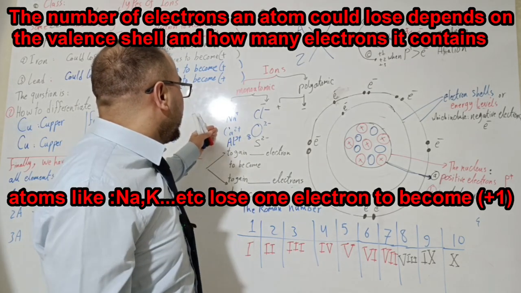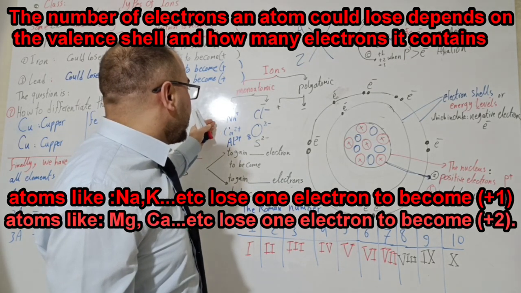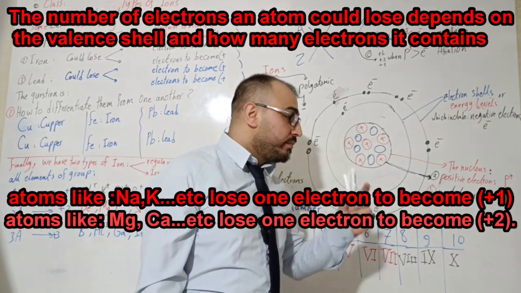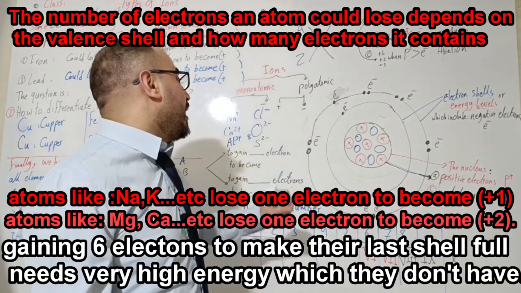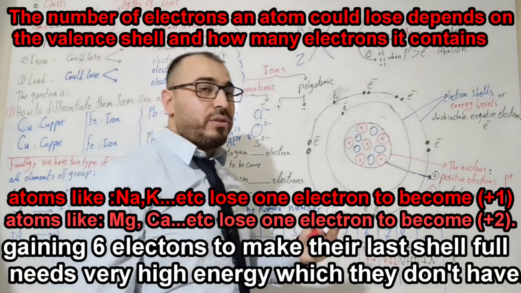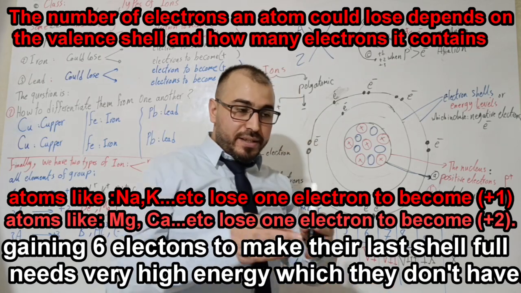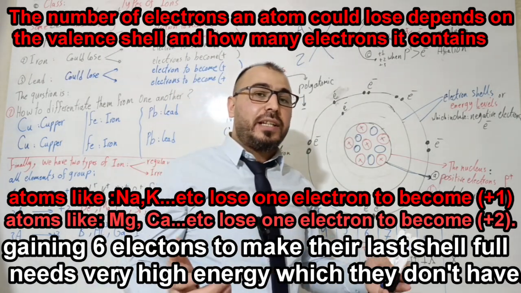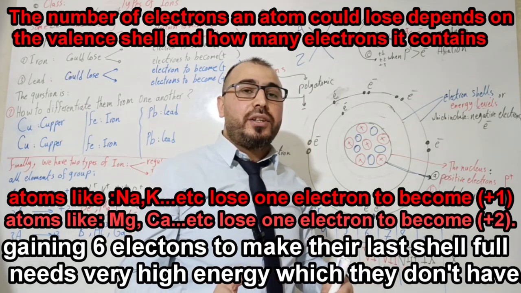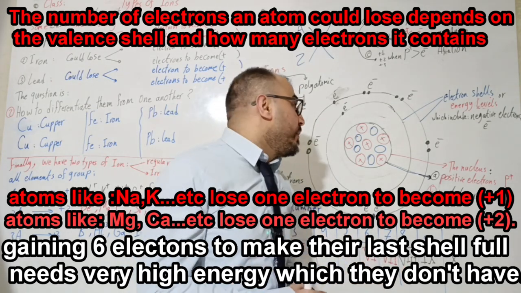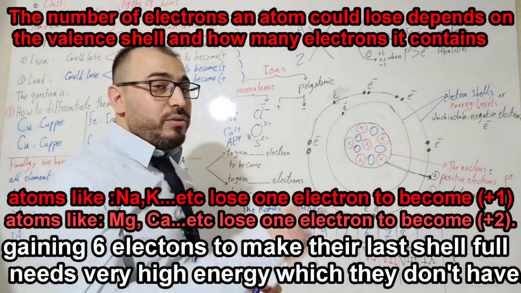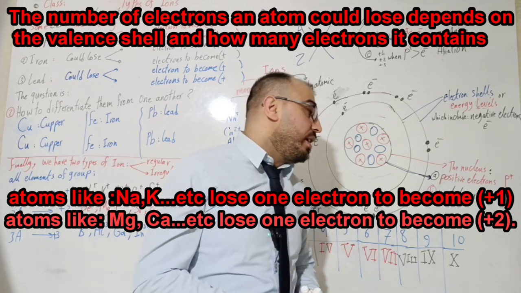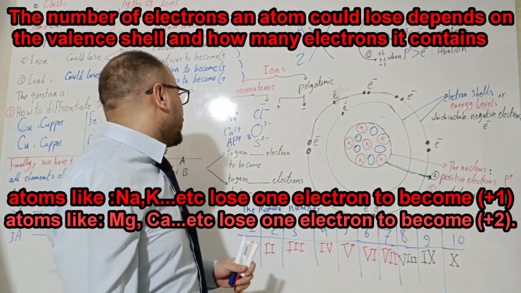Then we said that the group containing calcium, magnesium, beryllium, and the others, each atom has 2 electrons in the valence shell, and the atom has also two options. The first one is to gain 6 electrons to make the last shell, or the valence shell, full, which is practically impossible due to the high energy required for this procedure. Or the other option is to lose 2 electrons so that the last shell is going to be full after losing them, which is the easier and the better option.